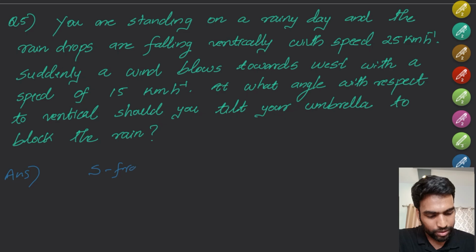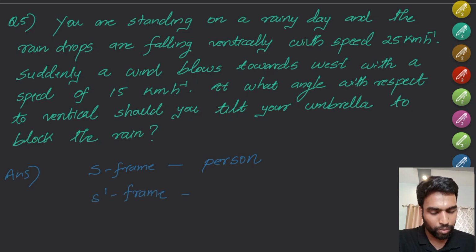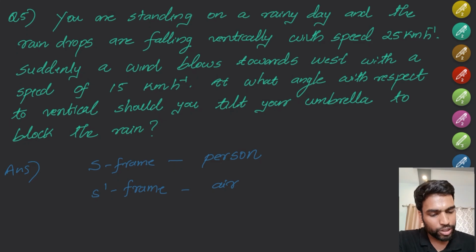S frame is the person itself. S dash frame, just think about it. What will be the S dash frame here? S dash frame is nothing but air itself. Because with respect to air, the speed is 25 km per hour, but the air itself is moving because of the wind. So with respect to ground, the velocity will be different, right? Good. Now let us draw a diagram.